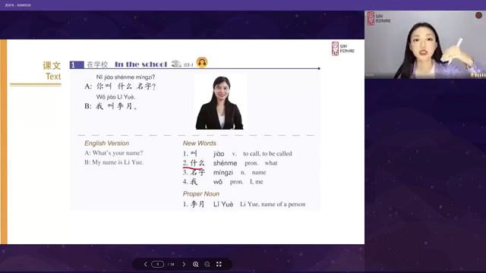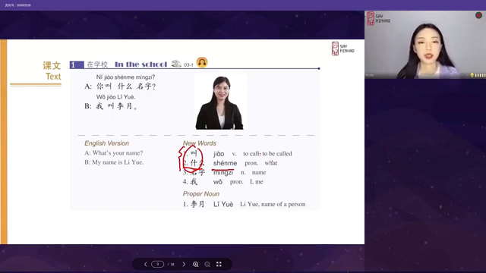Next one is 什么, shen me, and this me is neutral tone. So 什么, read after me please. 什么. It is a pronoun. It means what. So if you want to ask about someone's name, you can say in this way, 叫什么. Connect these two, 叫什么. Then it means, what are you called? How are you called? In this way. So 叫什么, what's your name?